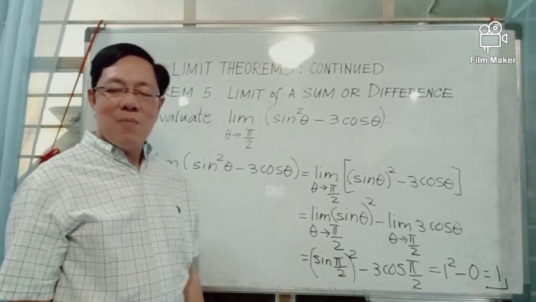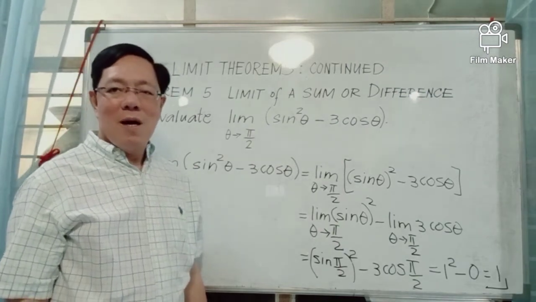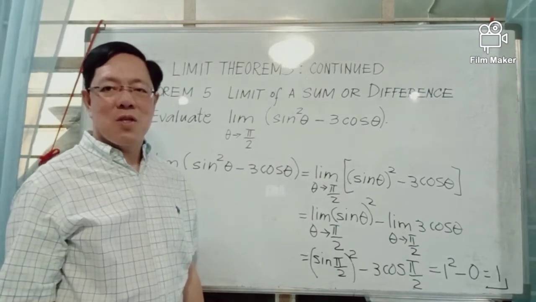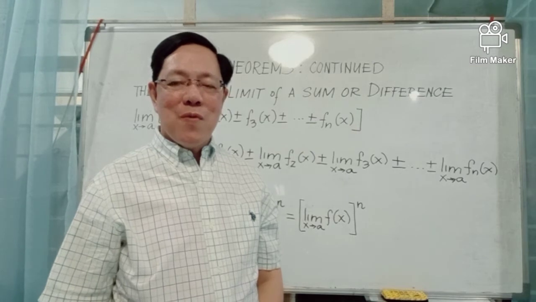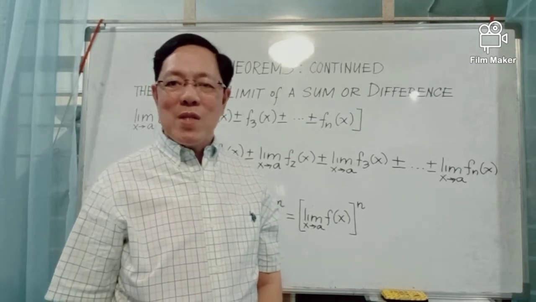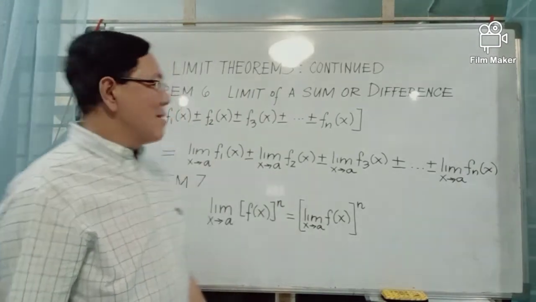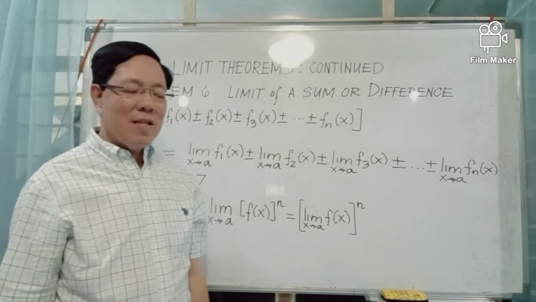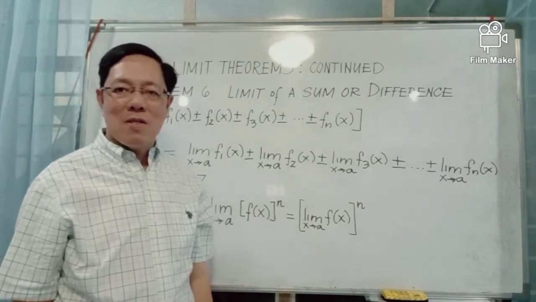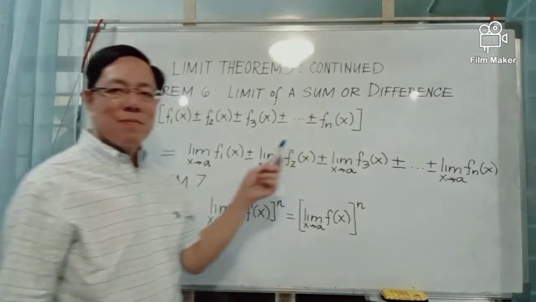In the next Theorem 6, we will now generalize Theorem 5 by stating the limit of a sum or difference of more than 2 functions, of n functions. We now state the generalized form of limit Theorem 5, or the limit of a sum or difference of 2 functions. In limit Theorem 6, we now have the sum or difference of more than 2 functions. We actually have n functions.